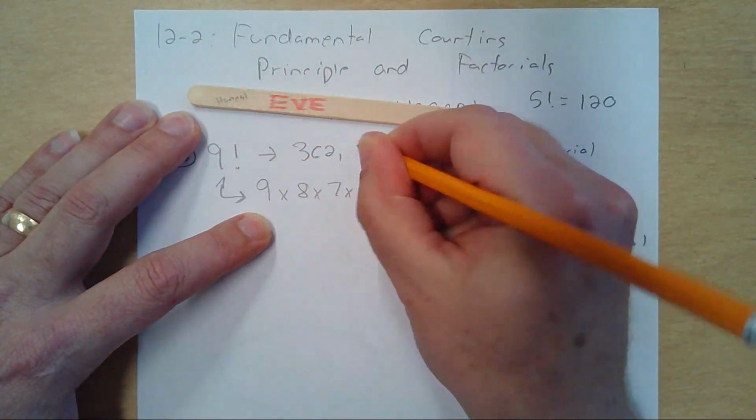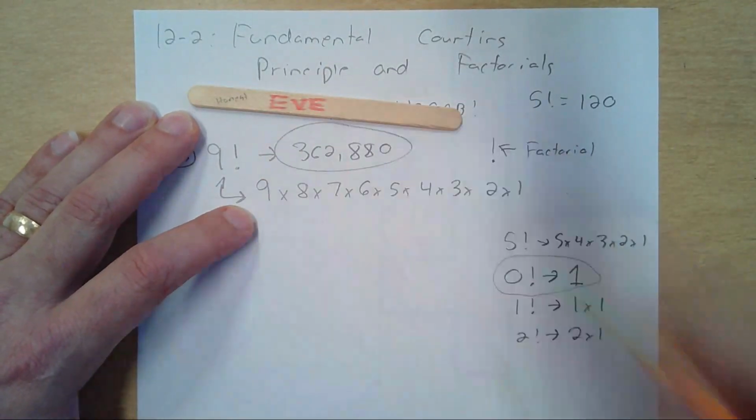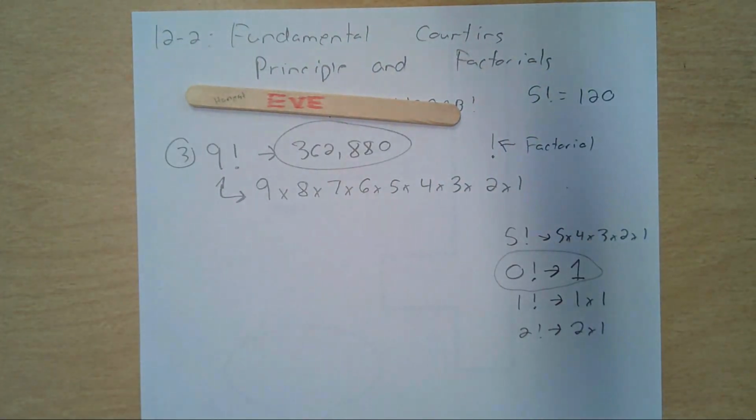362,880. Right. That's exactly what it is. And this, of course, is it broken all the way out. Did you use the factorial button?